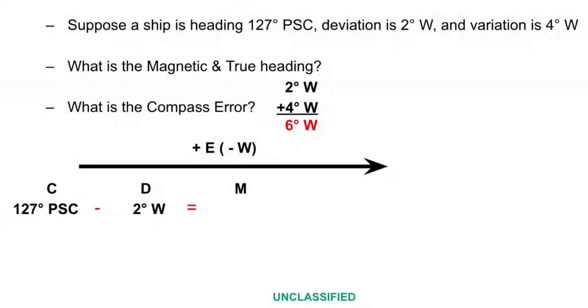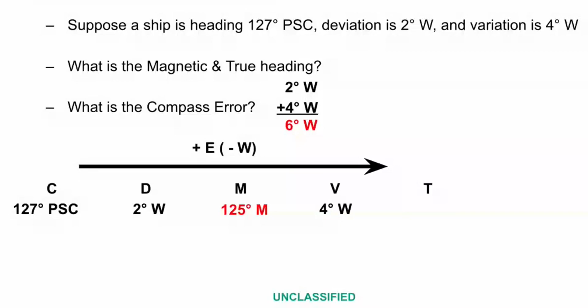Starting with my compass, I have 127 degrees PSD coming directly from my traditional compass, and I know that my deviation is 2 degrees west. Looking at my arrow above, I know that I need to subtract a westerly error. So I'm going to take 127, subtract those 2 degrees, to get my magnetic heading of 125 degrees magnetic. Now that we know that, I'm going to bring back the rest of my compass card. So I know 127 minus 2 gave me 125 degrees magnetic.